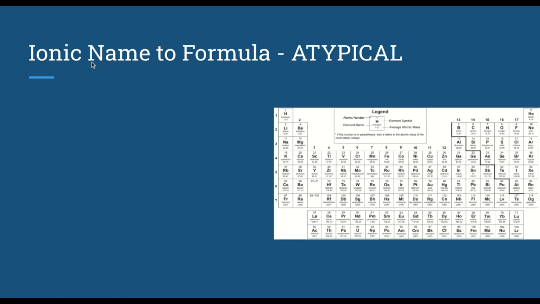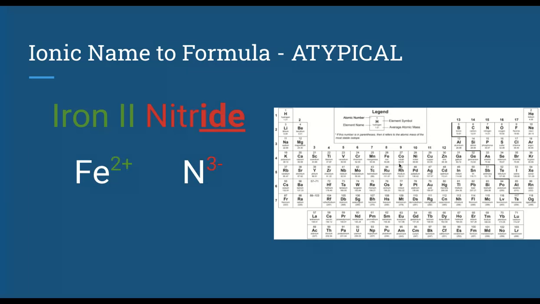When we want to create a formula for an ionic bond that includes an atypical cation, there's several steps that we're going to take. An example of when this might be the case is when we have something like iron(II) nitride. We can tell that this is going to be atypical because iron is actually in the middle of our periodic table. Remember that the transition metals and also tin and lead have some variation in how they oxidize, so they're going to have different charges.